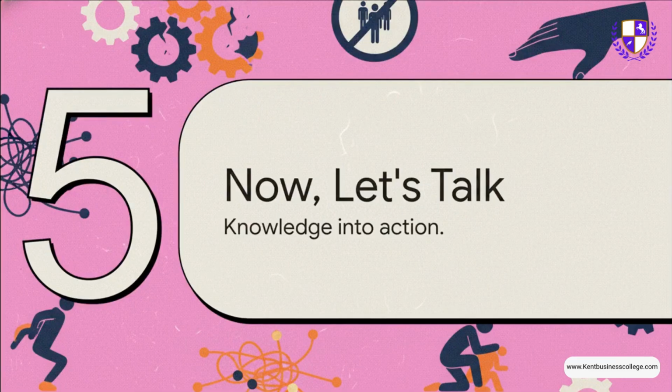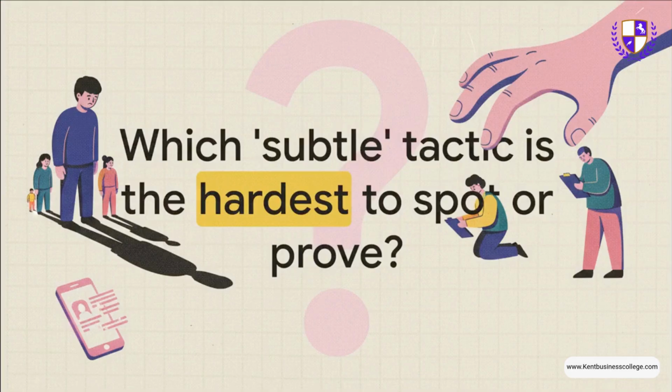Okay, I know that was a lot of information, but knowing this stuff is only useful when we put it into action. So for our final section, now let's talk. I want to leave you all with a few questions to get our discussion going. First off, think about all those covert, subtle tactics. The exclusion, the ignoring, the withholding information. Which of those do you think would be the absolute hardest to spot or to prove is really happening?